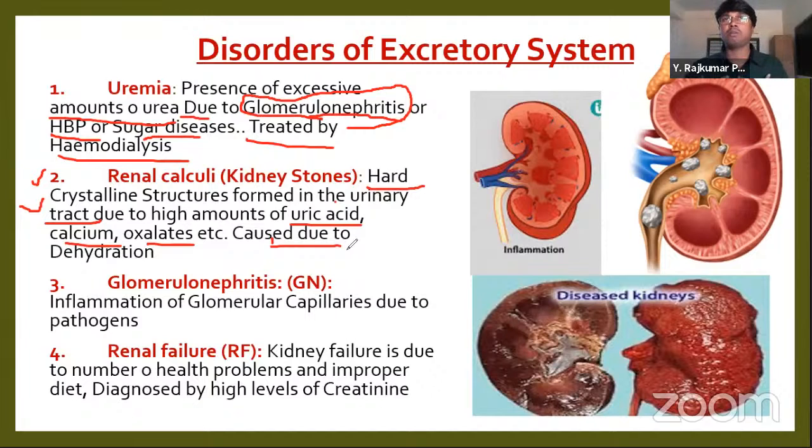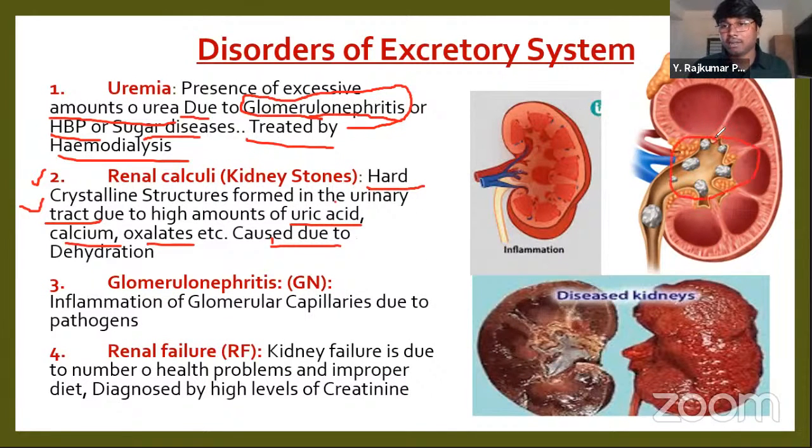Whenever you keep your body hydrated, the concentration of the urine will decrease. When the concentration of urine decreases, the salt content also decreases. So when salt content decreases, it is easily removed from the body with the help of urine. If you take less water, the concentration of urine will increase, the solute percentage will increase. These solutes will accumulate in the urinary tract.